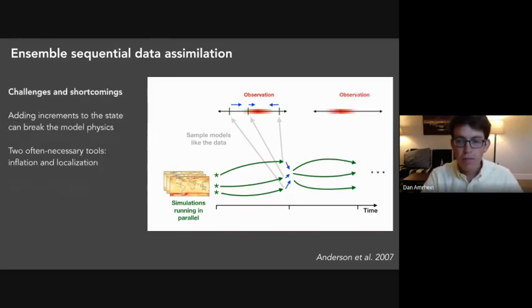And just to point out that there are some challenges and shortcomings in procedures like this. The first is that when we come across an observation, we're really just changing the model state by fiat. And this can lead to some funny things. If I have an observation of a temperature that's incorrect in the deep ocean, I'm just introducing a temperature change. And so what can happen is that you break the model physics. Also, by virtue of these ensemble approaches, there are two tools that I'll mention briefly that are often necessary, called localization and inflation.